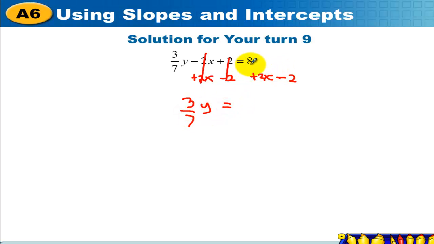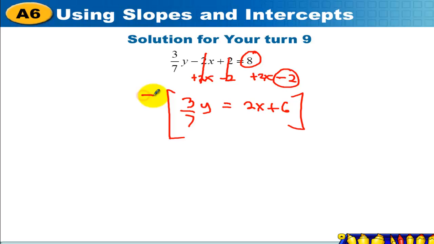Now I can't add 8 plus 2x. We cannot do that because these two are unlike terms. What we can do is to combine 8 and negative 2. 8 minus 2 is 6. I'm going to write 6 here and then just bring down 2x. So 6 is positive. Next, I need to remove or undo my 3 over 7. Let's use our multiplicative inverse. Multiply both sides by 7 over 3.